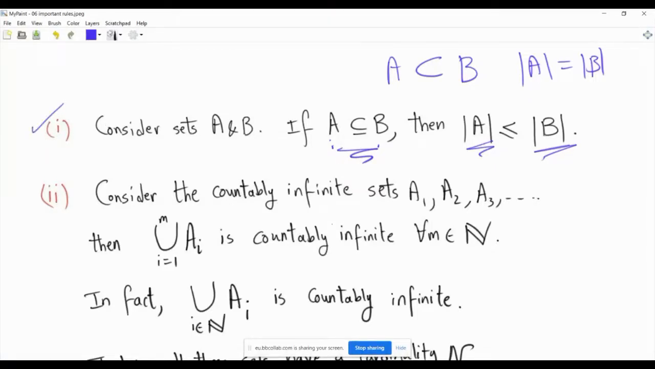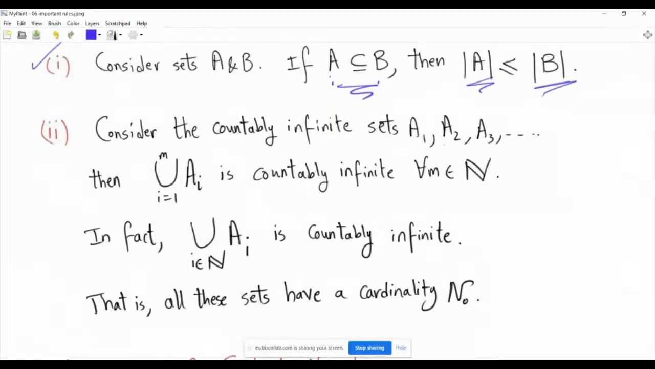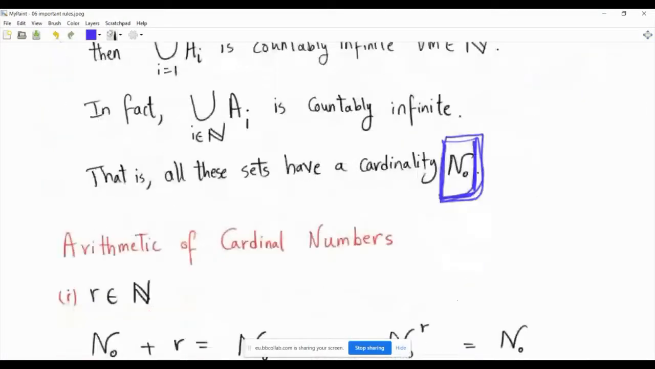Okay, so this is the first point. The second point, which is very useful, is that if you have countably infinite sets, those are sets with cardinality Aleph Naught, things like the set of natural numbers, integers, rational numbers, and so on. If you have a finite or countably infinite union of those sets, you still get a set with cardinality Aleph Naught. We'll take this for granted. Of course, it has a proof.